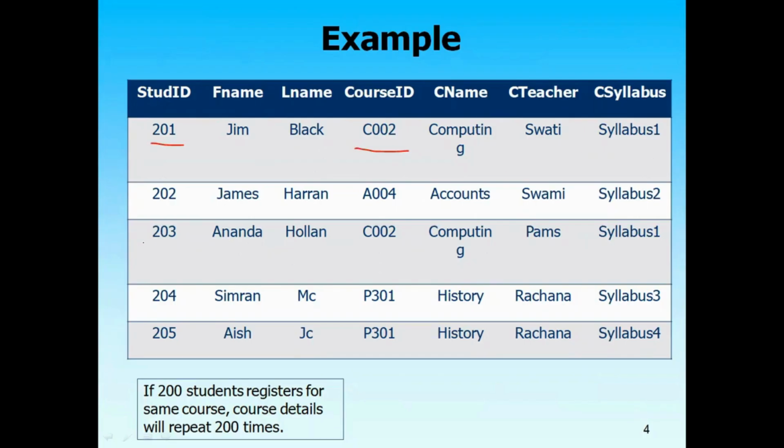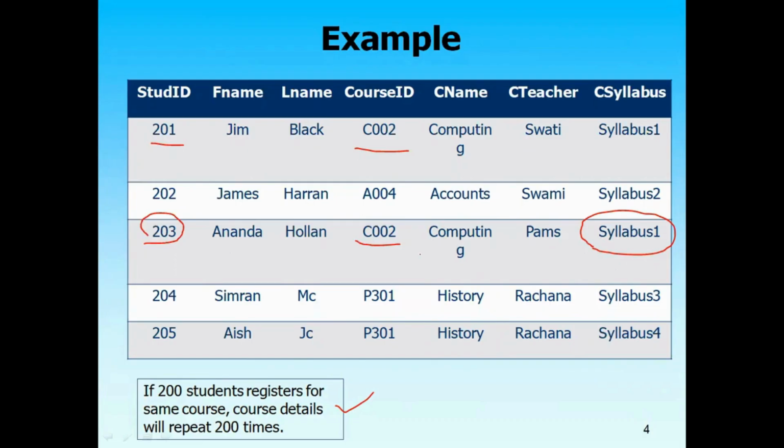Again, student 203 has enrolled in the same course C002. It is a computing course, and again we are repeating the syllabus for this course. So if a total of 200 students are registered for the same course, the syllabus will repeat 200 times and the course name will also repeat. You can think about the memory required for storing the syllabus for the same subject enrolled by multiple students.